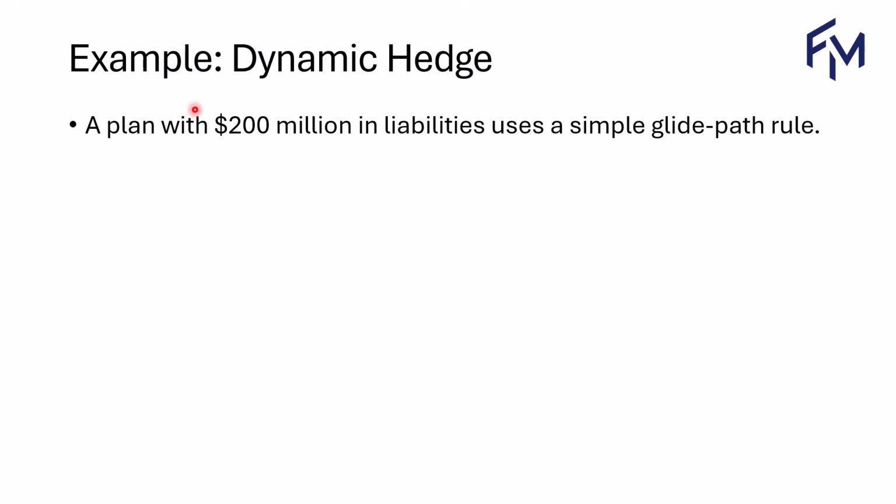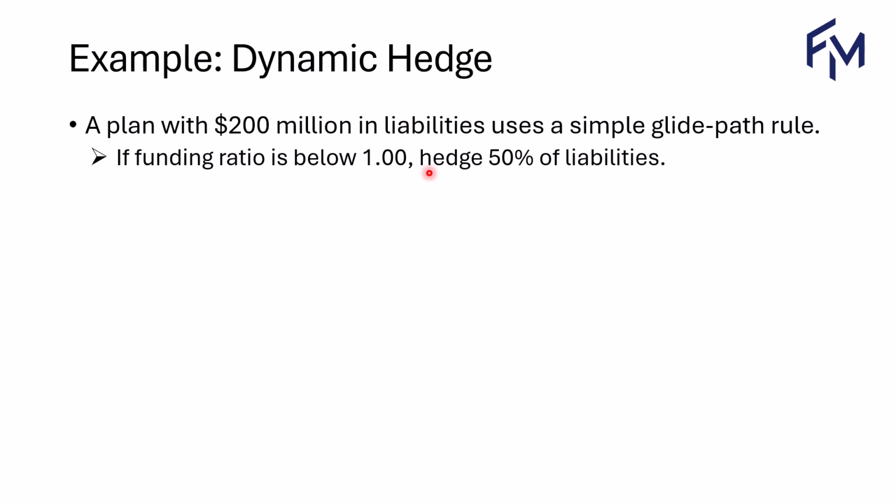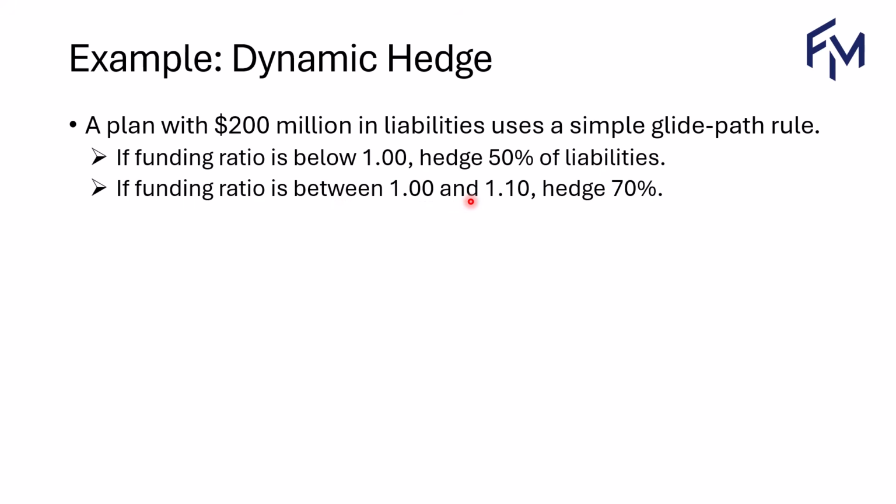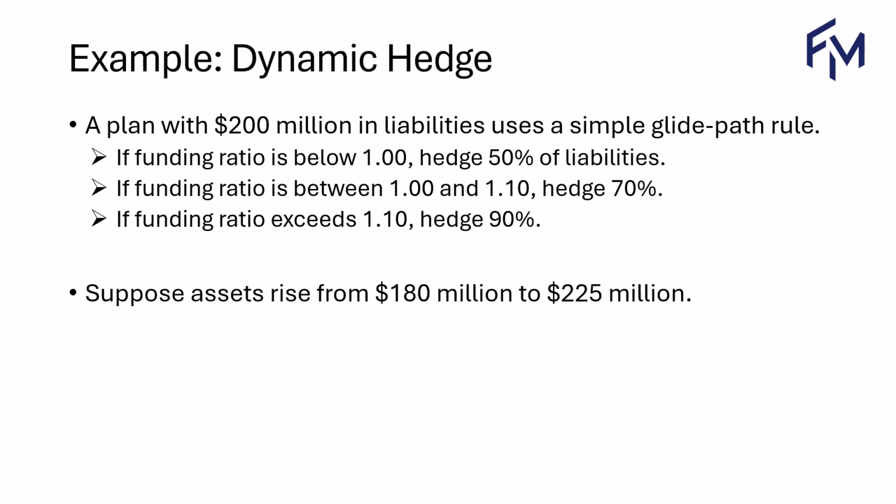In this example on dynamic hedge, the plan has $200 million in liabilities and follows a simple glide path rule. If the funding ratio is below 1, it hedges 50% of liabilities. If the funding ratio is between 1 and 1.1, it hedges 70%. If the funding ratio exceeds 1.1, it hedges 90%. Now look at how the hedge changes as assets increase from 180 million to 225 million.